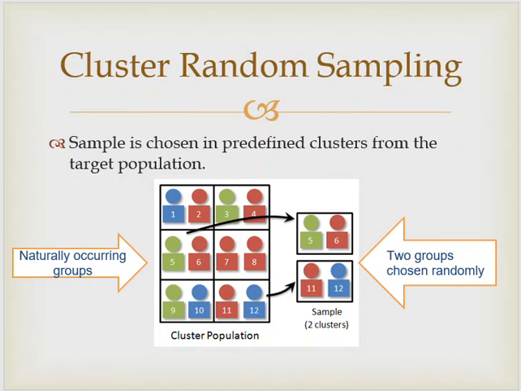Cluster random sampling is in which there might be naturally occurring groups. So there can be predefined clusters from the target population. Think adults with children, adults with adolescents, and adults with no children. So you're looking at the clusters and sampling from those clusters.